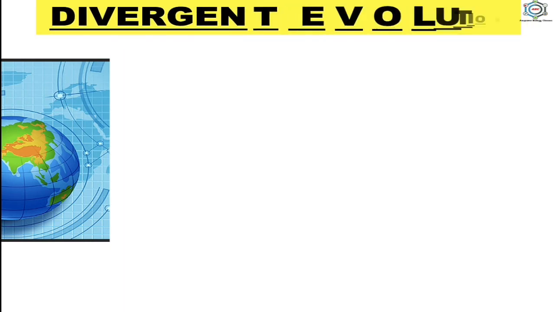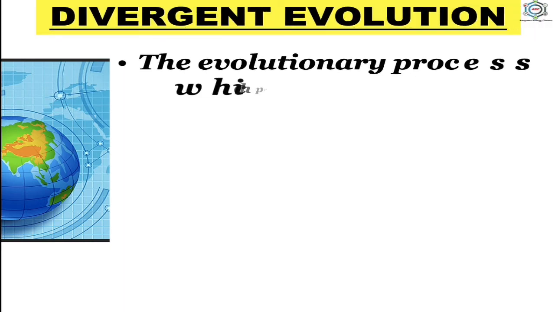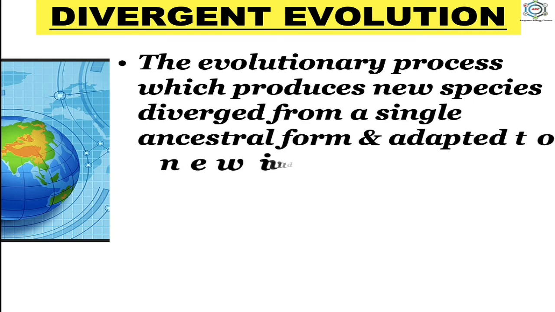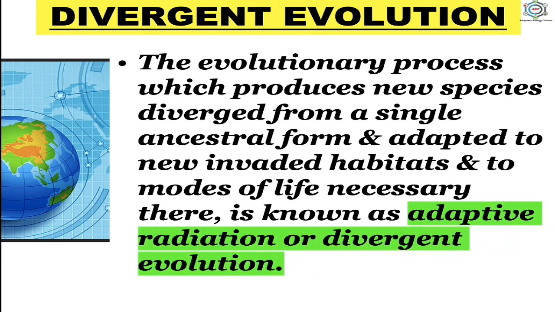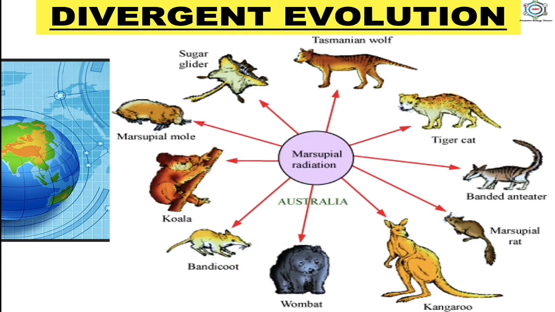Now, here is divergent evolution. What is divergent evolution? The evolutionary process which produces new species diverged from a single ancestral form and adapted to newly invaded habitats and to the mode of life necessary there is known as adaptive radiation or divergent evolution. Examples of adaptive radiation or divergent evolution are shown by the Australian marsupial mammals. A number of marsupials, each different from the other, evolved from an ancestral stock, but all within the Australian island continent. They flourished and evolved along different lines into fossorial, arboreal, semi-aquatic, aquatic, and terrestrial forms.